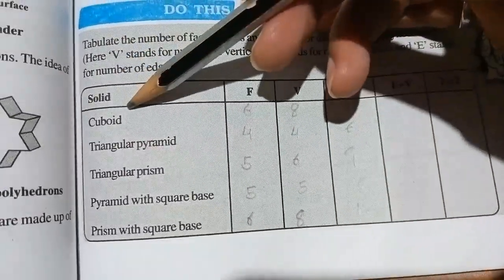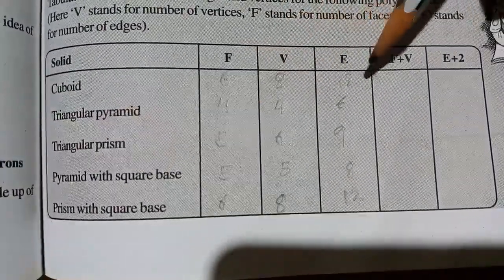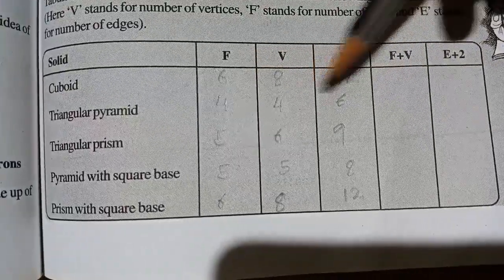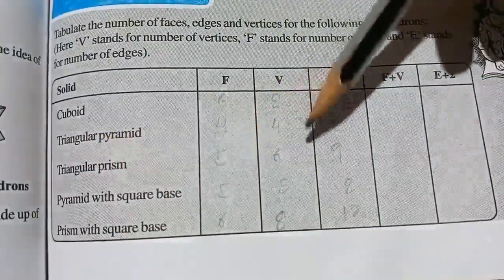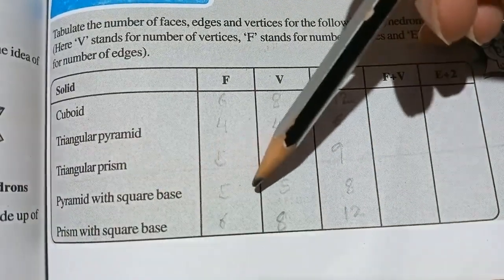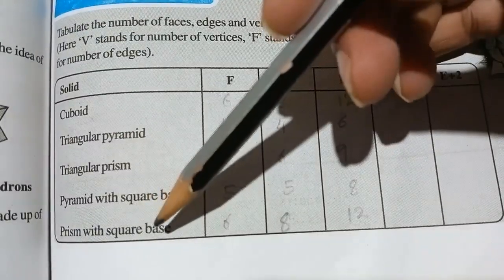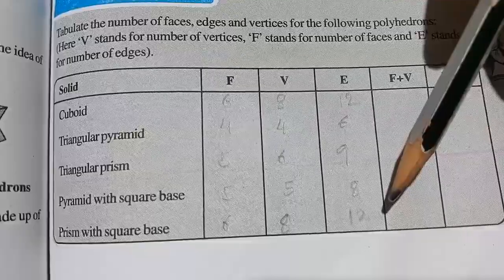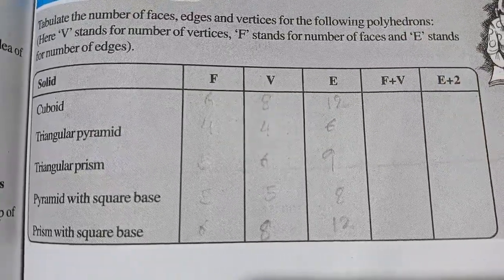Now here you have to write the number of faces, edges and vertices. In a cuboid there are 6 faces, 8 vertices and 12 edges. Triangular pyramid: 4 faces, 4 vertices, 6 edges. Triangular prism: 5 faces, 6 vertices, 9 edges. Pyramid with square base: 5 faces, 5 vertices, 8 edges. Prism with square base: 6 faces, 8 vertices, 12 edges. Now you have to add and write the result.